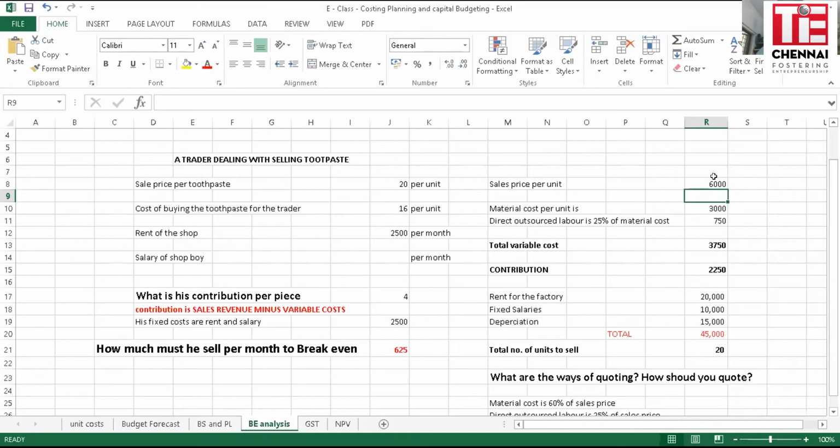This is the way you quote. You start off with your variable cost. Now let us argue, you believe you cannot sell 20 units. You can sell only 12 units. More than that, it is impossible.